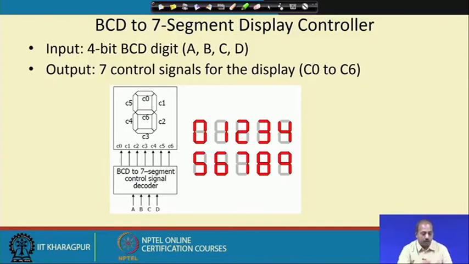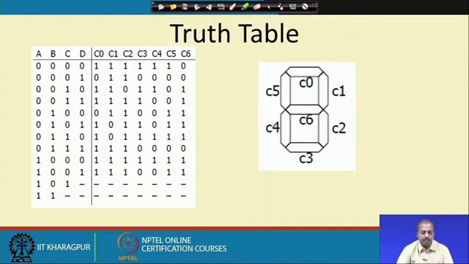So, I can draw the corresponding truth table like this. For ABCD equal to 0 0 0 0, C0 to C5 all are 1 and C6 equal to 0. And similarly, for 8, 1 0 0 0, we have all the segments to be turned on. So, we have all 1. For 9 we have this, for 10, 11, 12, 13, 14, 15, they are don't cares. So, I do not have to do anything.